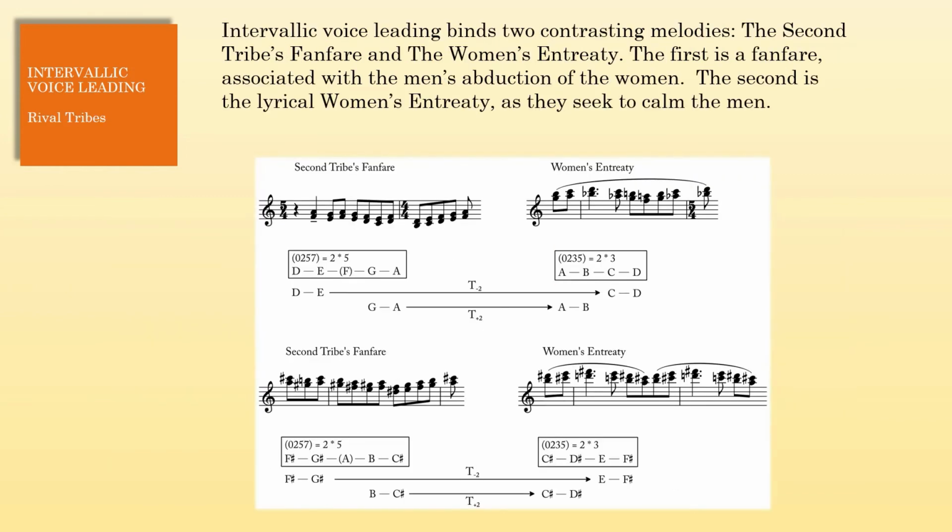Intervallic voice leading binds two contrasting melodies from the two rival tribes. The first is a fanfare associated with the men's abduction of the women, and serves here as an emblem of the second of the two rival tribes. The second is the women's entreaty as they seek to calm the men. They share D-E, while G-A moves down a whole tone to F-G. The close voice-leading connection emphasizes the contrast between these melodies, one forceful and military, the other gentle, lyrical, and peaceful.